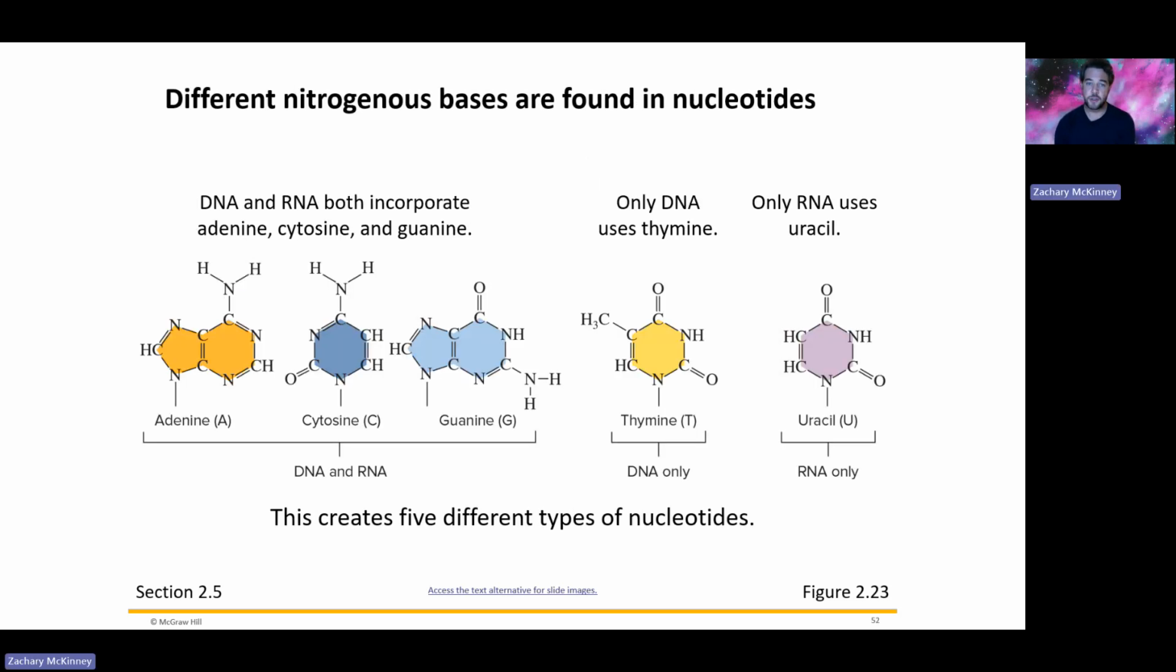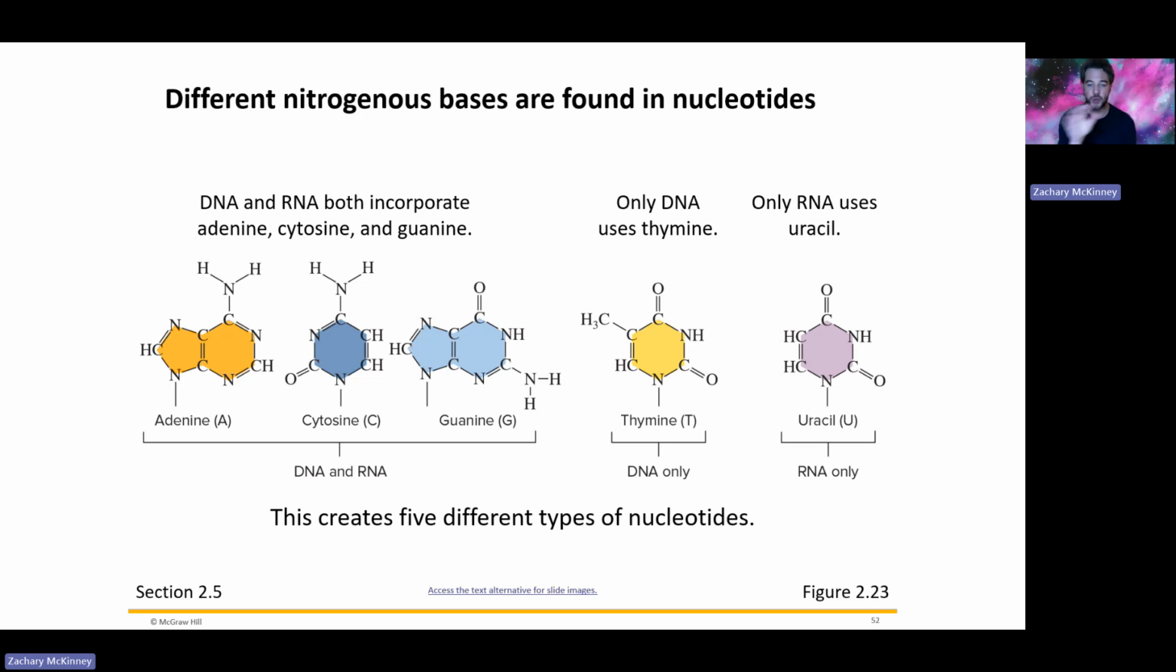Here are the 5 different nitrogenous bases. So these first 3, you see in both DNA and RNA: adenine, cytosine, guanine, ACG. These are common in both DNA and RNA, both nucleic acids. This one, thymine, is only in DNA, and uracil is only in RNA.